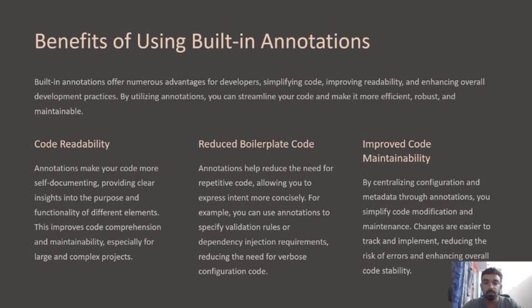Reducing boilerplate code. Annotations help in reducing the need for repetitive code, allowing you to express the intent more concisely. For example, you can use annotations to specify validation rules or dependency injection requirements, reducing the need for verbose configuration code. Improved code maintainability. By centralizing configuration and metadata through annotations, you simplify code modification and maintenance. Changes are easier to track and implement, reducing the overall risk of errors and enhancing overall code stability.